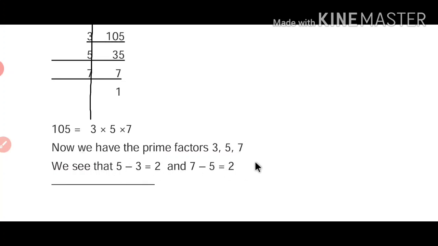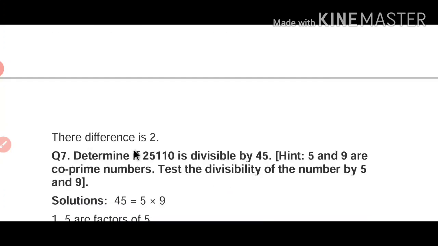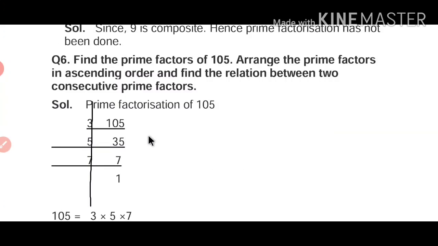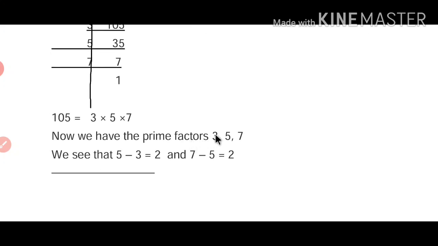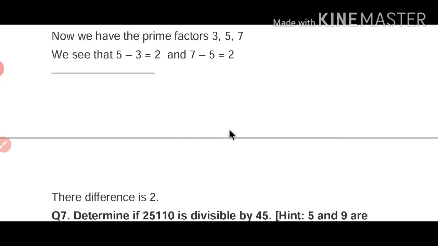So we can see that if we subtract 3 from 5 and 5 from 7, we'll get the same difference, 2. So 5 minus 3 is equal to 2 and 7 minus 5 is equal to 2. So we can see that the difference is 2. So this is the relation between each consecutive prime factor. Means we have to find the relation between 3 and 5 and 5 and 7. Consecutive means one after the other factors.